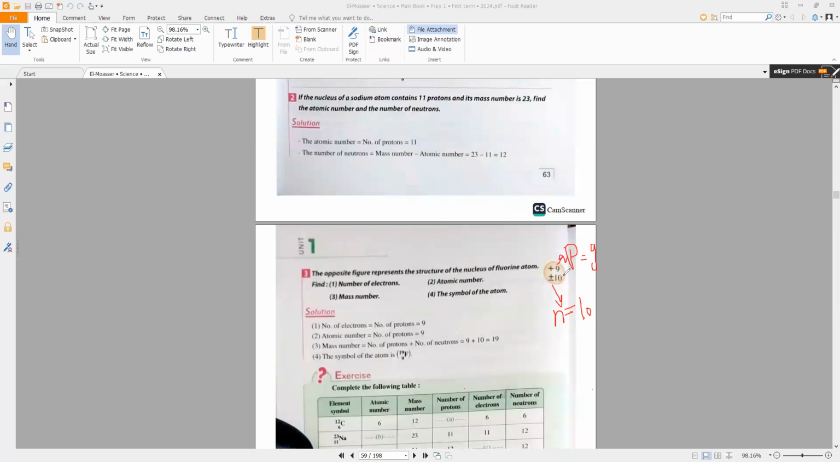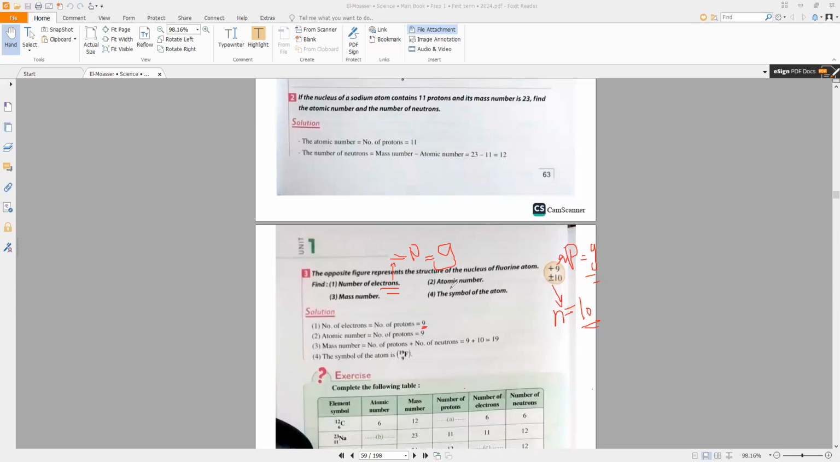So from this figure, we can calculate the number of protons, which is 9, and the number of neutrons, which is 10. Let's start to answer this question. Number of electrons. As I said before, the number of electrons equals the number of protons in the ordinary state. So the number of electrons equals the number of protons, which equals 9. So the number of electrons is 9.